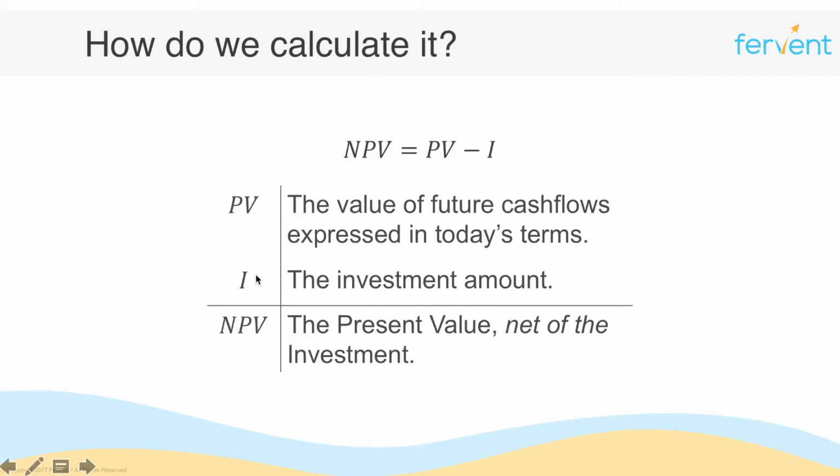So if you subtract the investment from the PV, then you end up with a net present value, or the NPV, which is the present value net of the investment. So of course, if the amount that you're earning is greater than the amount that you're investing, then you're making money. And if the amount that you're earning is lesser than the amount that you've invested, then sure enough, you're losing money. More on that in a bit.